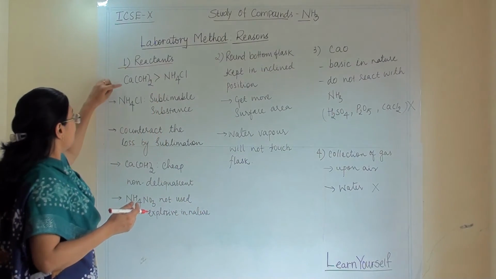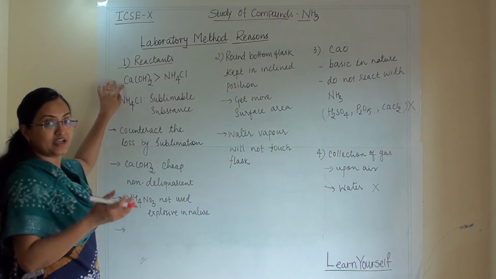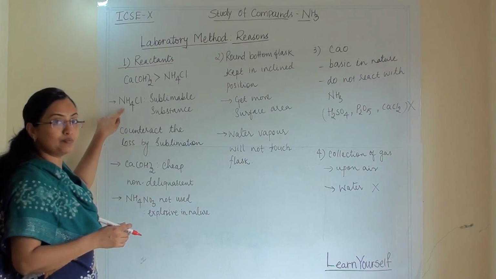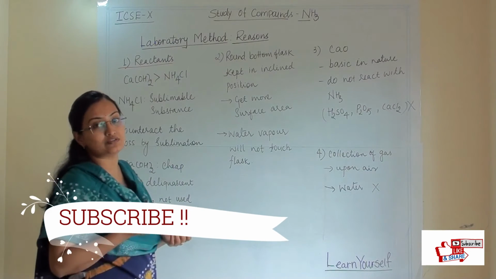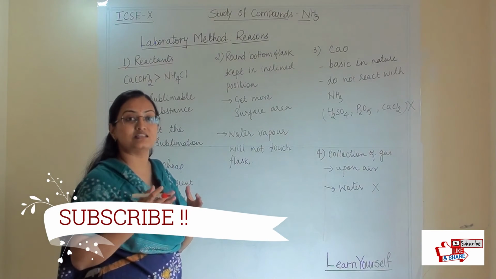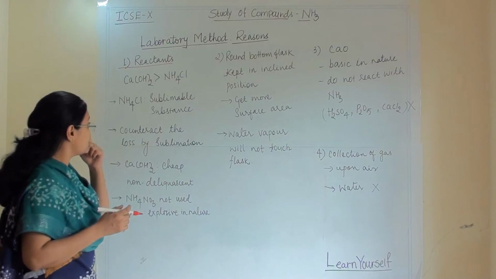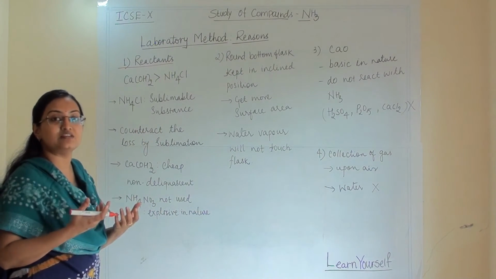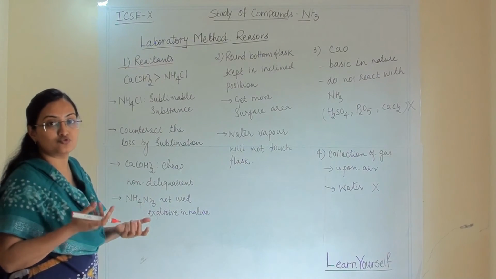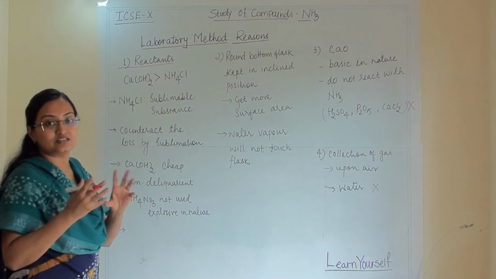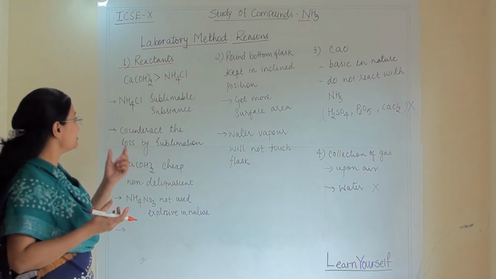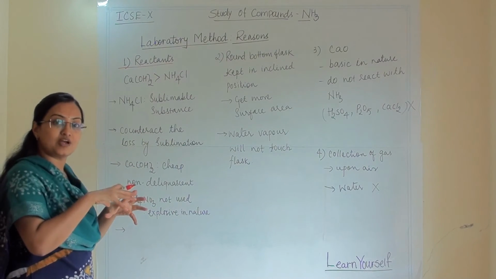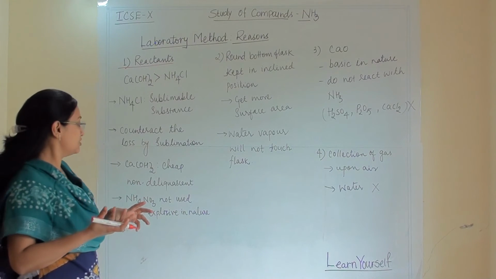First, we have taken calcium hydroxide in a higher amount than NH4Cl. Why? Because ammonium chloride is a sublimable salt. So it has a sublimable nature. Whenever we are heating the mixture, NH4Cl is likely to sublime. So to counteract that phenomenon, we are using more calcium hydroxide than NH4Cl.